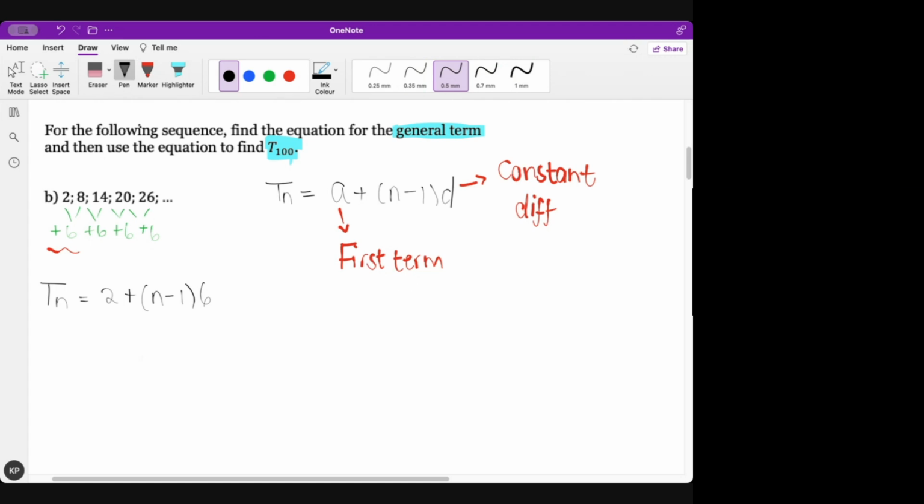Okay, so then we're just going to substitute. This is simple and straightforward. My first term in this case is a 2 plus n minus 1, and our constant difference is a positive 6, so I put positive 6 over there. Now, don't leave it like this. Please always simplify. I'm going to distribute the 6: 2 plus 6n minus 6. If you're confused about where I get that minus 6, I just multiply negative 1 with positive 6. Then we have our like terms, which are the 2 and the negative 6. So 6n minus 4, because 2 minus 6 is negative 4.